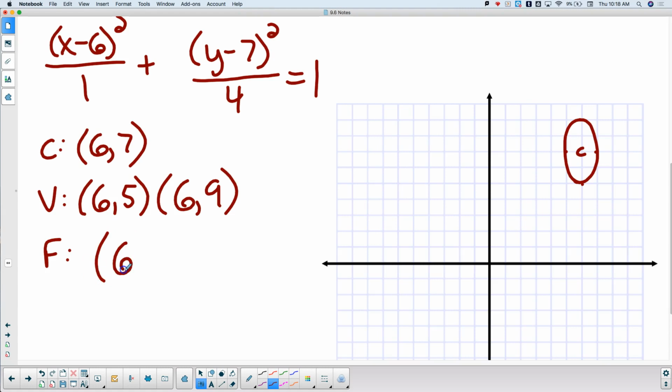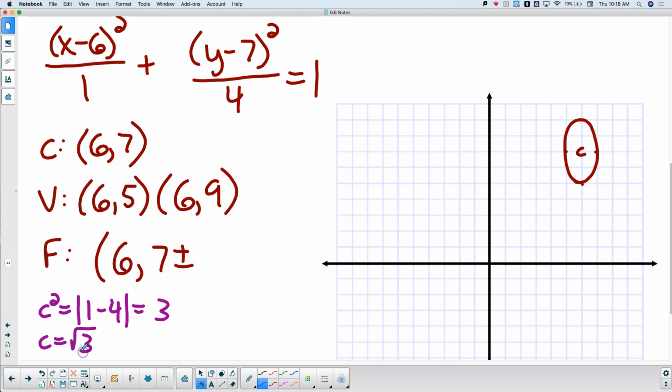Foci are going to be vertical. So it's going to be 6, 7 plus or minus something. And that something is, I take a squared minus b squared, which is negative 3. I take the absolute value of that, so that gives me positive 3. So c is the square root of 3. So my foci are at 6, 7 plus or minus the square root of 3.